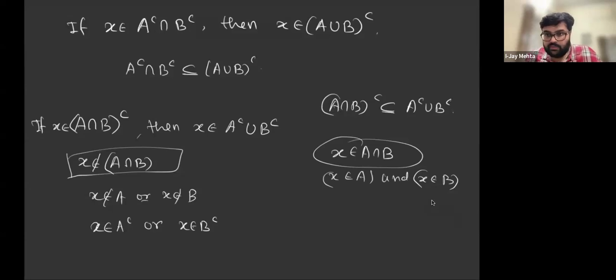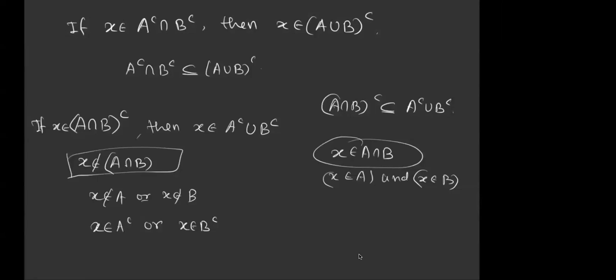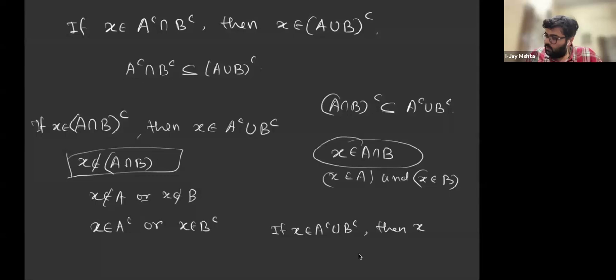Okay, what is the next question? Next question. Converse. Right? Advait, next question. Yes, sir. Next question would be if the converse is true. Yes, and what is the converse? The converse says that if X belongs to A complement union B complement, then X belongs to A intersection B whole complement. Yes.